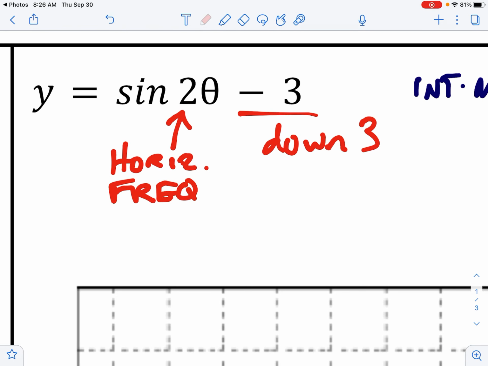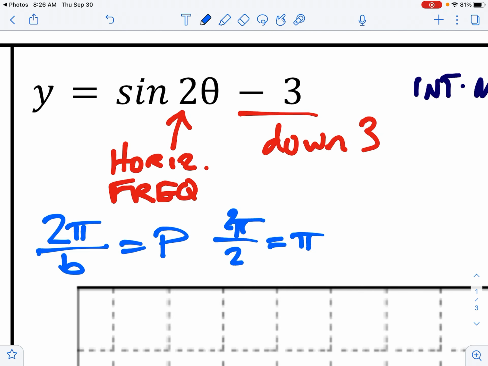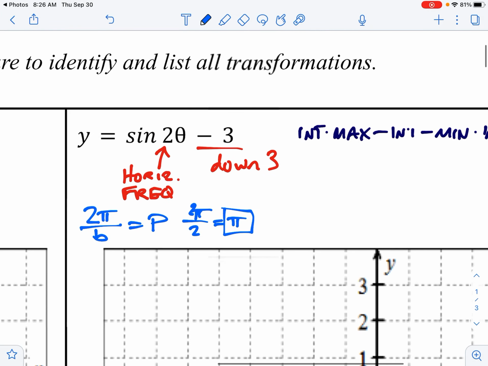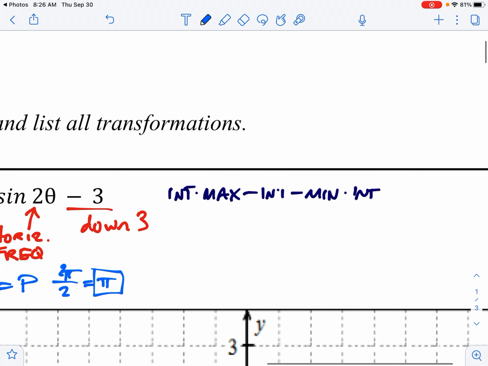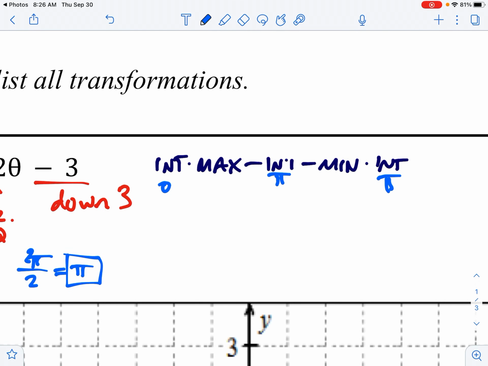Well, the normal period for a sine curve is 2 pi. If we divide that by the b value, which is the frequency, we will get the new period. Okay, so 2 pi divided by 2 is going to give me pi for my period. That's important. Okay, that means my first point is an intercept. My last point is at pi, not 2 pi for this particular curve. Okay, which means my middle point is going to be at pi over 2, right? Because that's halfway between this point and this point.